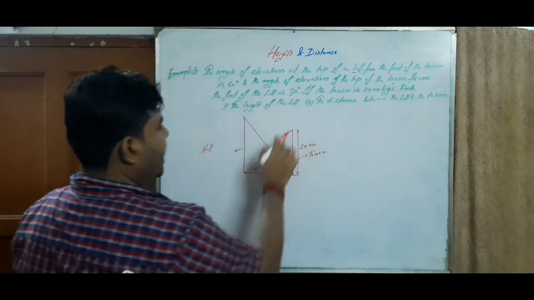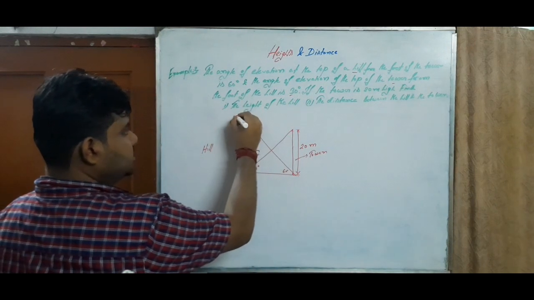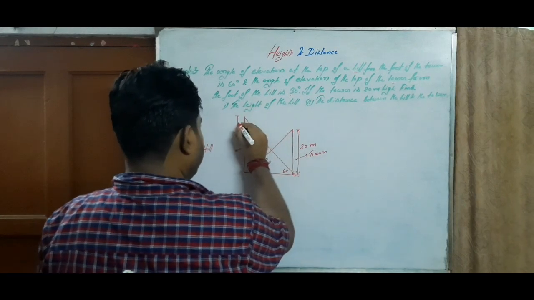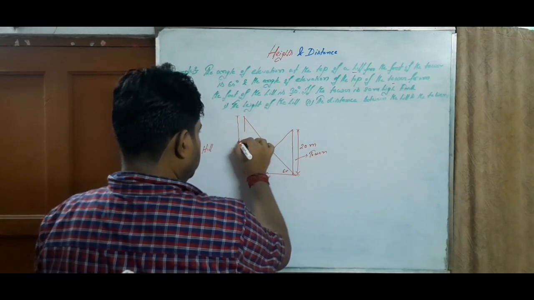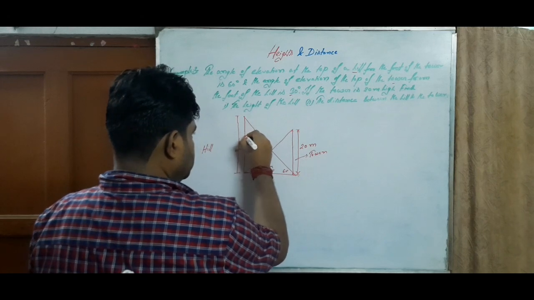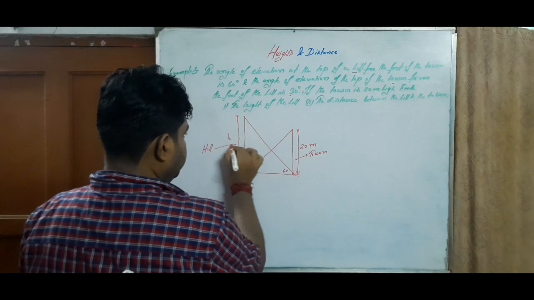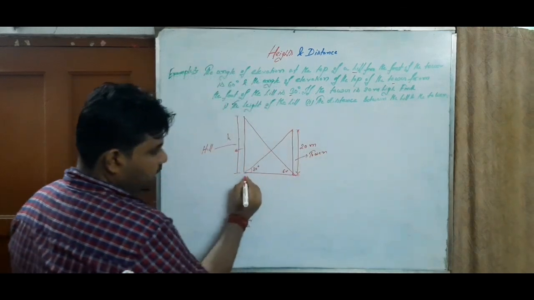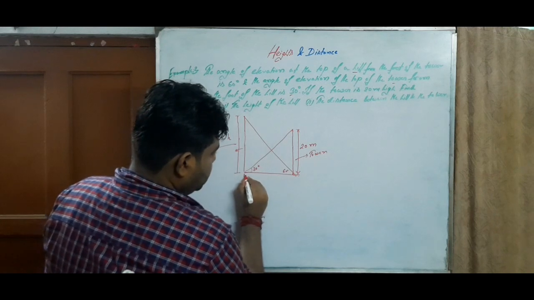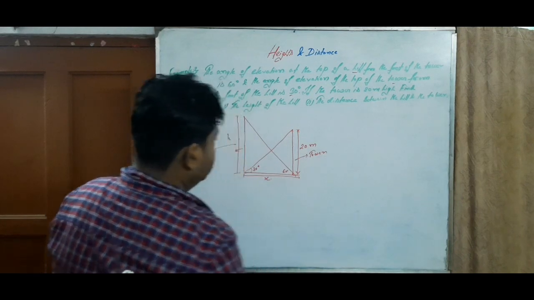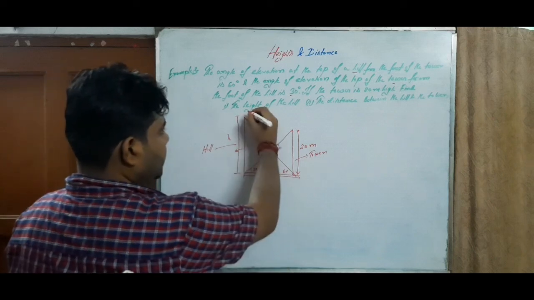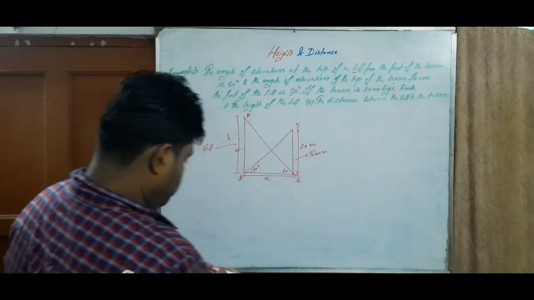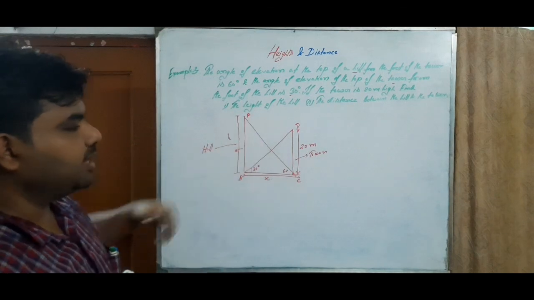Number 1, find the height of the hill. So we have to find out this, that is the height of the hill. We are considering this to be h, and the base, that is the distance between the hill and the tower, we are considering as x. Now we are naming the triangle A, B, C, D. So we are getting two right angle triangles.